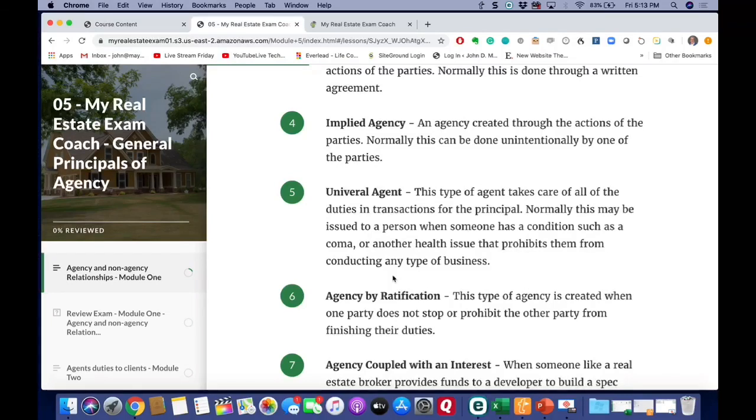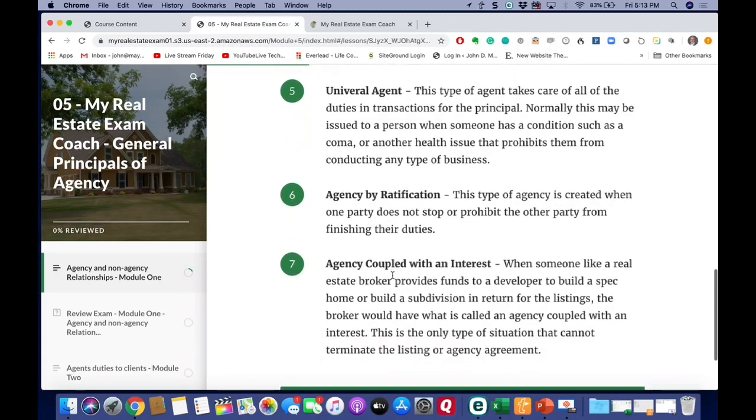A universal agent, if you see that on the exam, or you see a question about somebody who takes care of all of the affairs, it's a universal agent. It's normally court appointed. It's normally appointed when there's a bad health situation. Perhaps someone might have been in an automobile accident and they're in a coma and they can't function, or there's no capacity there. Then the court might appoint what is called a universal agent, and that person would then take care of all of the transactions for their client.